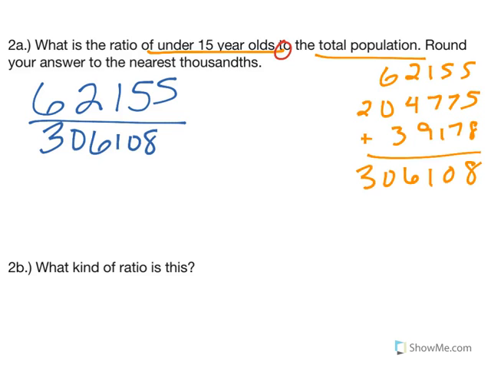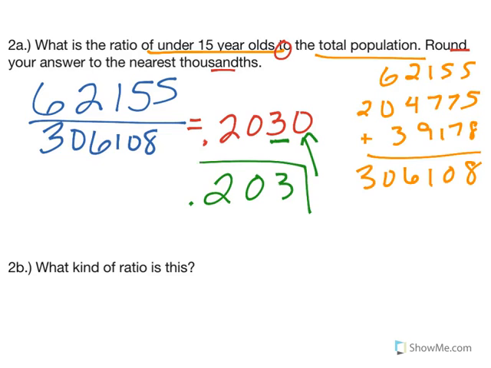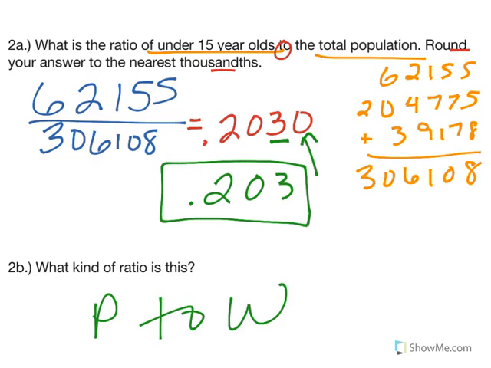So there's my ratio as a fraction, but notice that the directions say round to the nearest thousandths. So I'm first going to change it to a decimal, and that would be 0.2030. Thousandths is the third place, so I look at the 0, 0 rounds down, so I just have 0.203. And 2b, what kind of ratio is this? This is part to whole, because our denominator is talking about the total, and the total is whole.